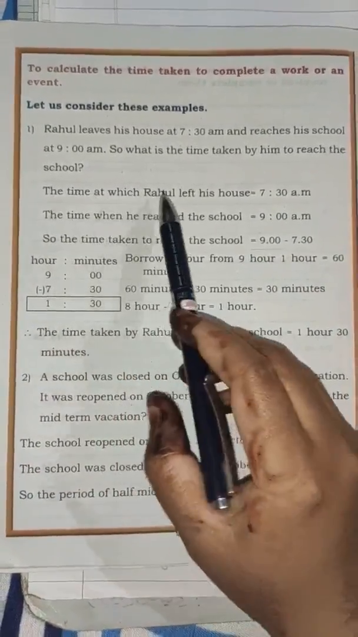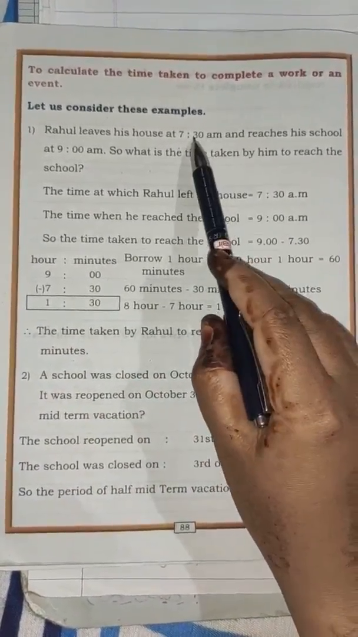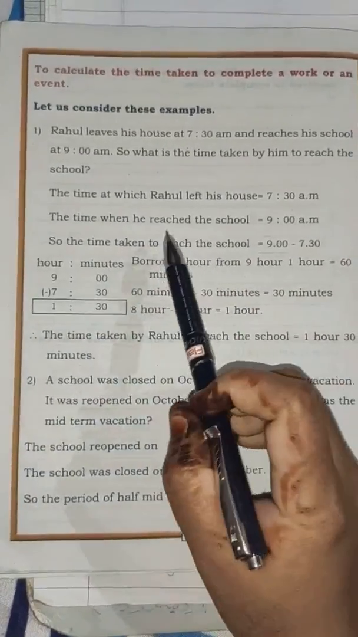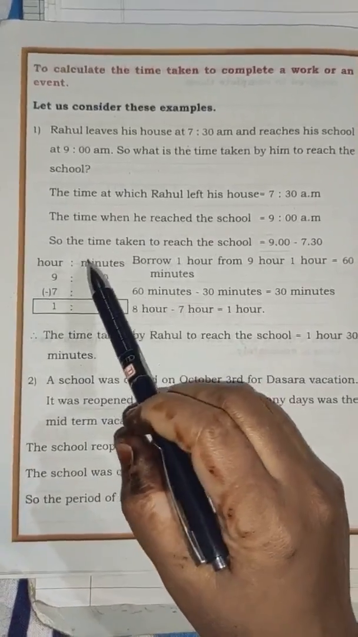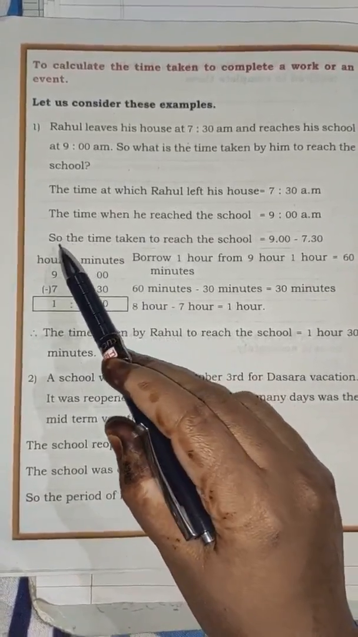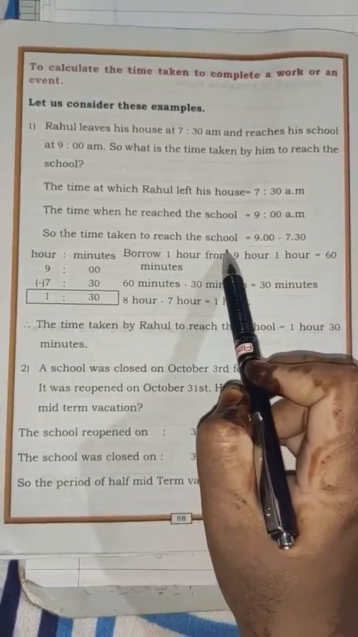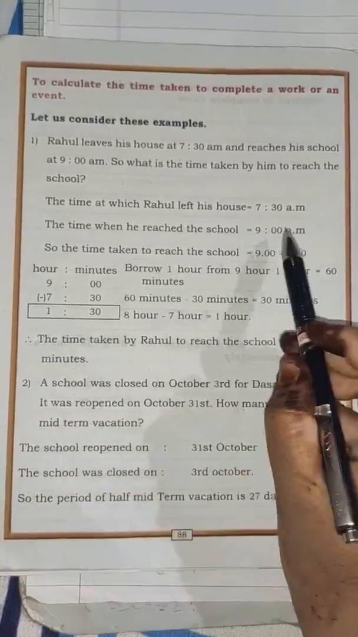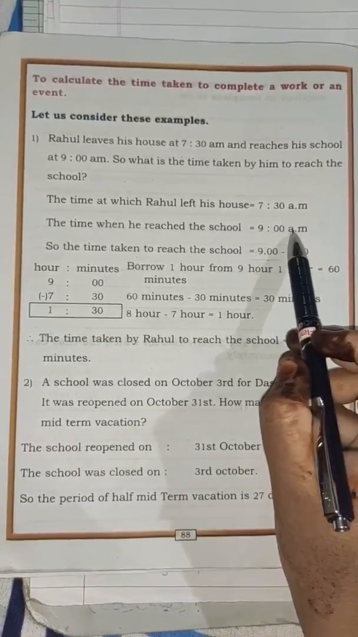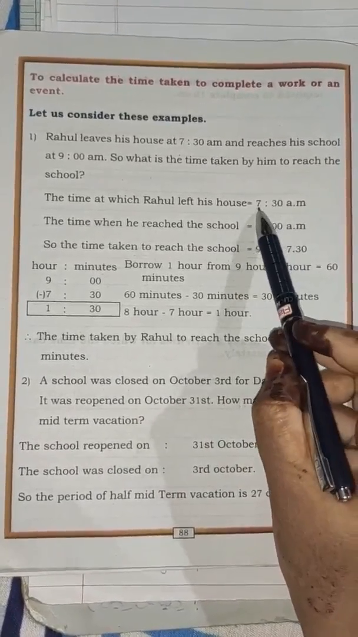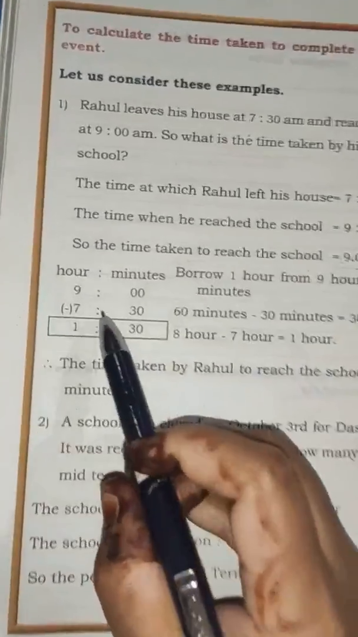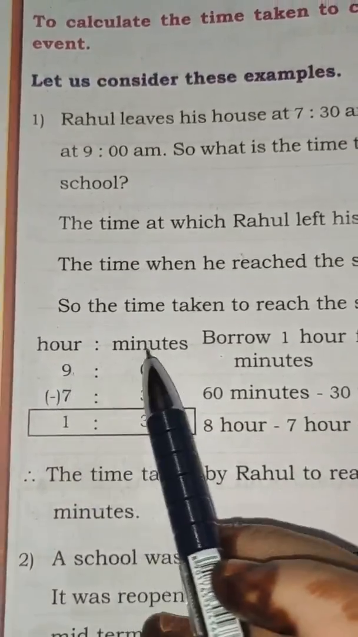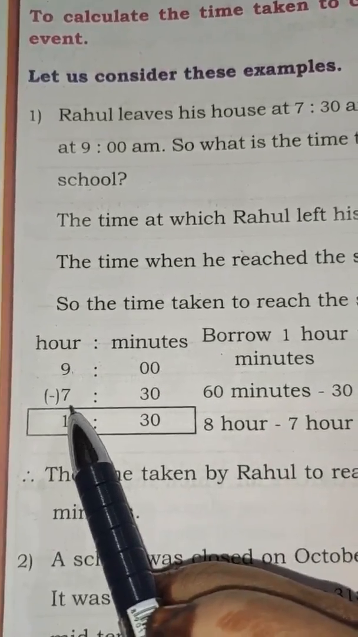So the time at which Rahul left the house is 7:30. The time when he reached the school is 9 o'clock. So you have to calculate what is the time taken by him to reach the school. So the time taken to reach the school is equal to, first you have to subtract this time, 9 o'clock minus 7:30. Can you see here? This is 9 hours 0 minutes and 7 hours 30 minutes.